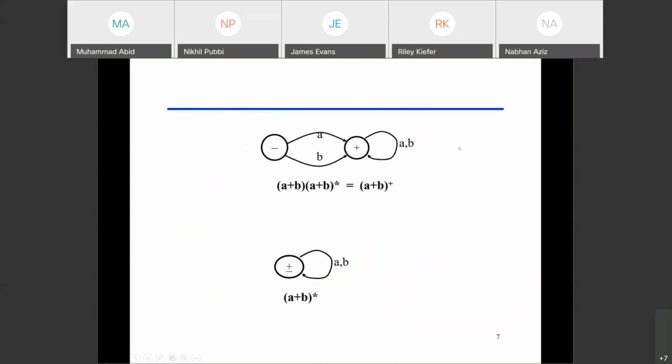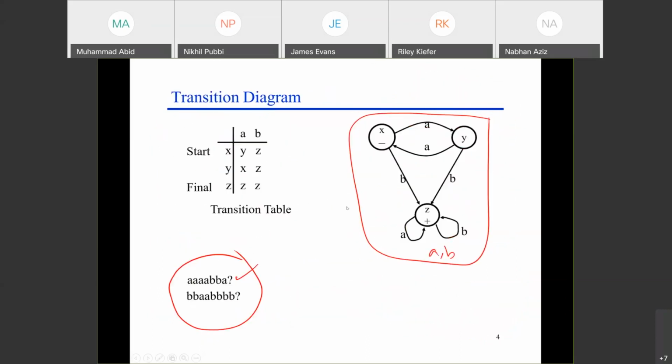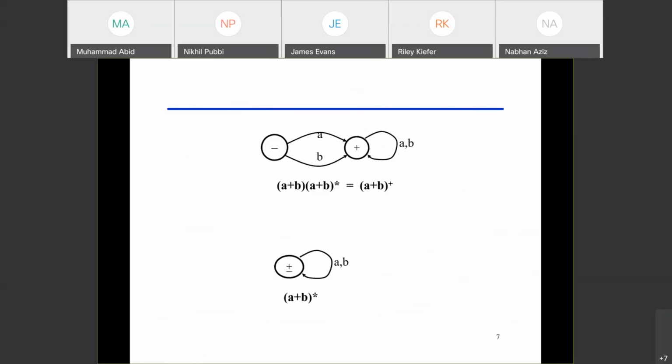Okay. So now look at this one. This is another FA. First of all, we need to see whether this is a valid FA or not, whether this machine is good or not. So what are the conditions? Look at this one. These are the conditions for this machine. It should have one start state. Yes, it has one start state.